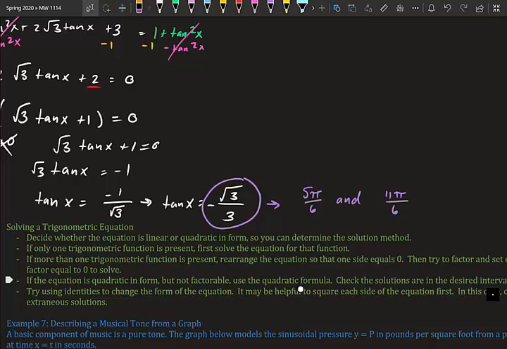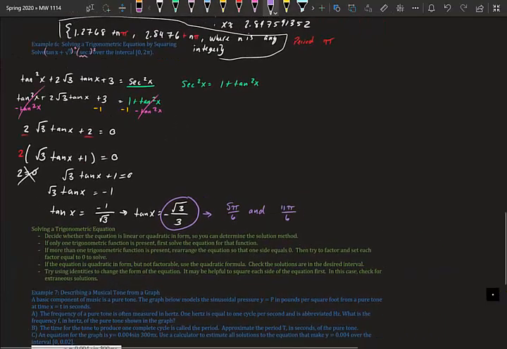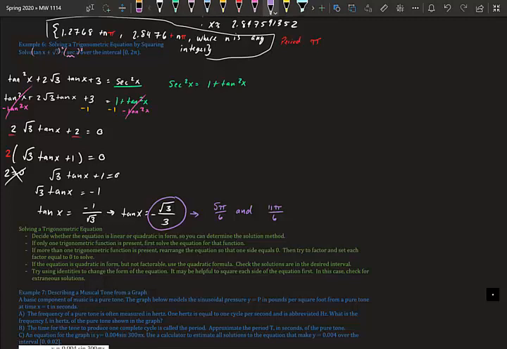Do you remember that when you factor quadratics and you get solutions that you're supposed to check your answer with radicals? So you see how we have a radical and a quadratic? We have to check our answer. So we have to check 5 pi over 6 and 11 pi over 6. So we have to plug it back into the original equation.